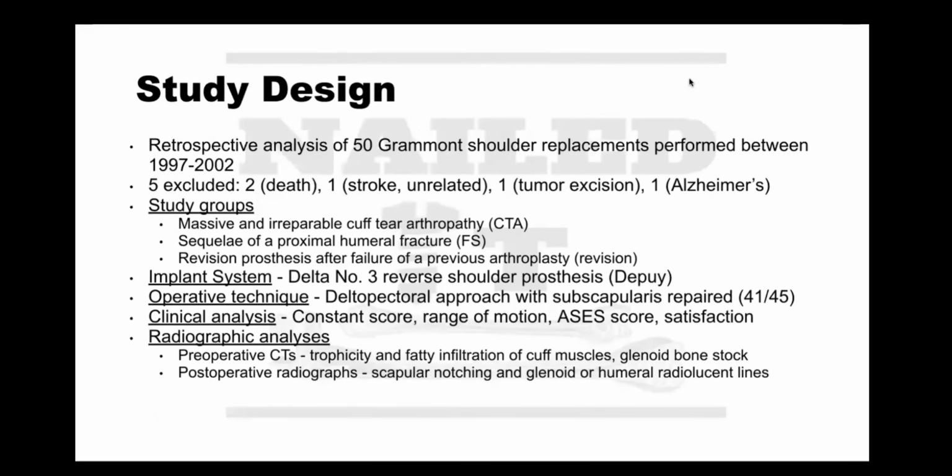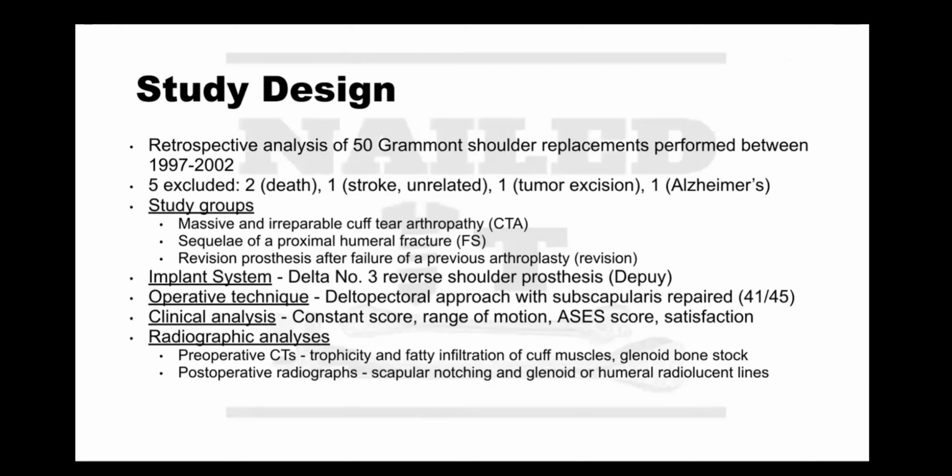For the study design, they looked at patients between 1997 and 2002 and did about 50 of these shoulder replacements. They were able to get follow-up from 45 of them, and 5 were excluded due to issues not related to the surgery. Again, they looked at the 3 treatment groups I mentioned, and the implant system was the Delta number 3 reverse shoulder prosthesis from DePuy.